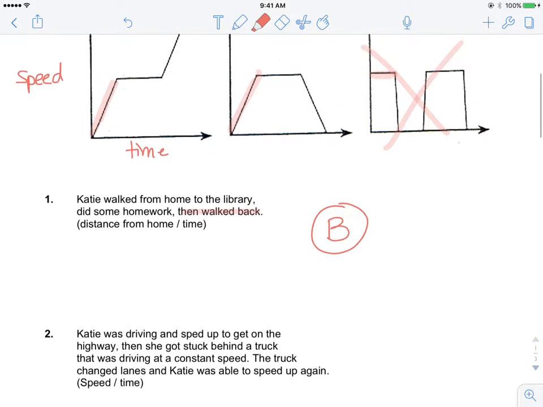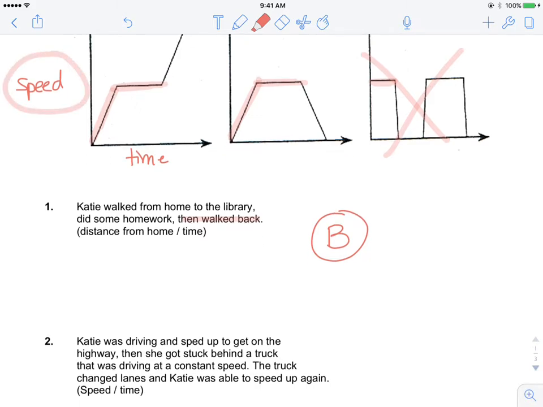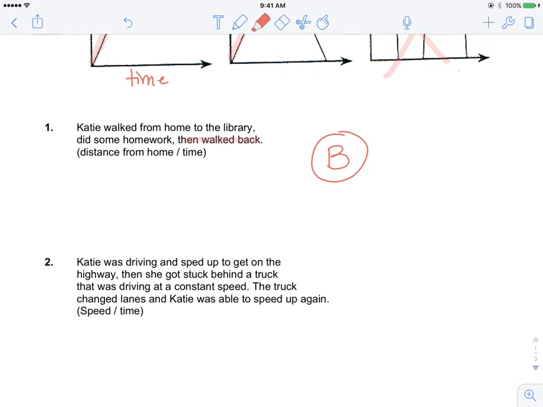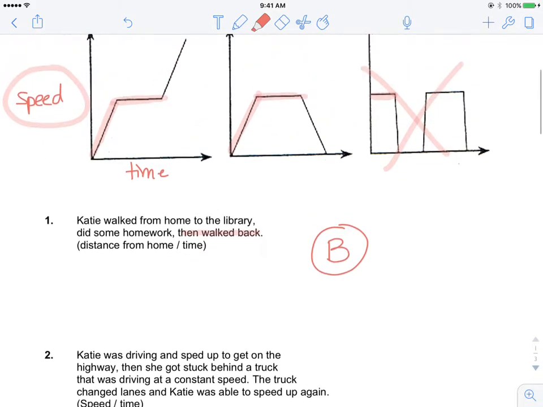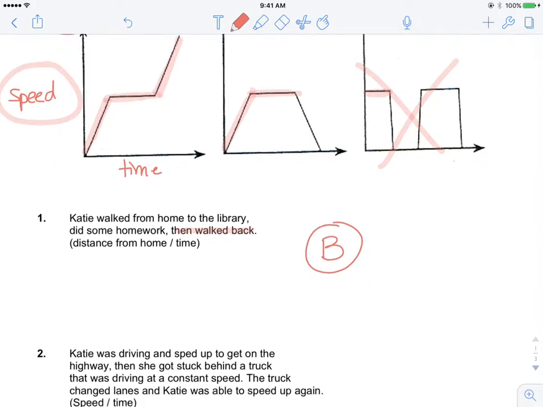All right, and then it says she got stuck behind a truck that was driving at a constant speed. Okay, now the flat area does mean a constant speed, right? Because our y-axis is speed. And finally, the truck changed lanes and Katie was able to speed up again. Okay, so her speed is increasing again. This doesn't make sense in this situation, right? So this has got to be option A.